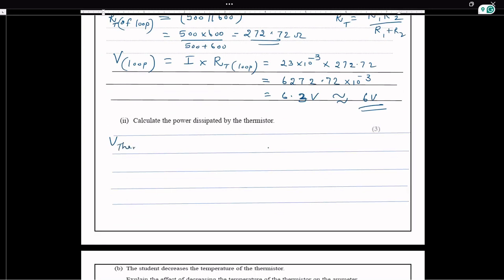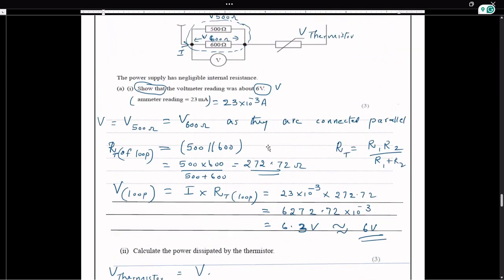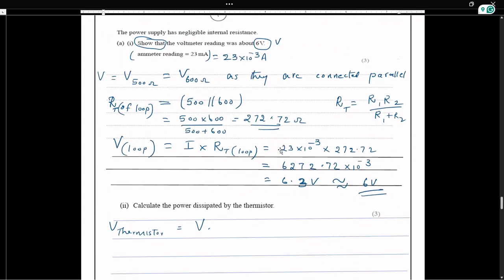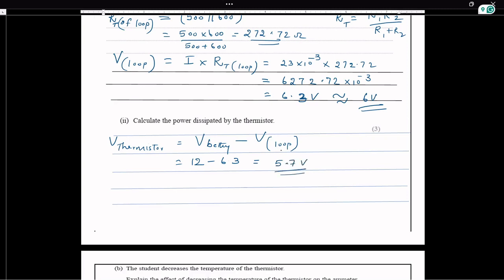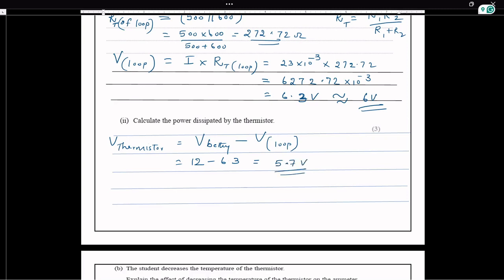V of the thermistor is the V of the cell or the battery. Is it a cell or the battery? It is given as a battery. So it is V of the battery minus V of the loop, voltage of the loop, which is 12 minus 6.3, which is giving a value of 5.7 volt. This is the voltage across the thermistor.